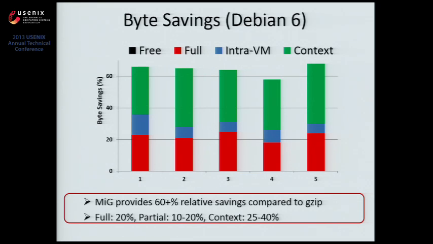So here in this case, full page matches contribute a lot more. That's partly because the randomization for ASLR used in Linux, at least in Debian, is not as comprehensive as what was used in Windows 7. So you have a lot more page matches. Full page contributes more, and context contributes a lot more here compared to Windows. But again, the overall savings is about 50 to 60% in bytes.